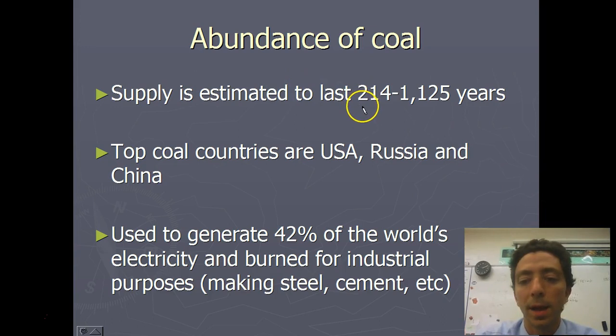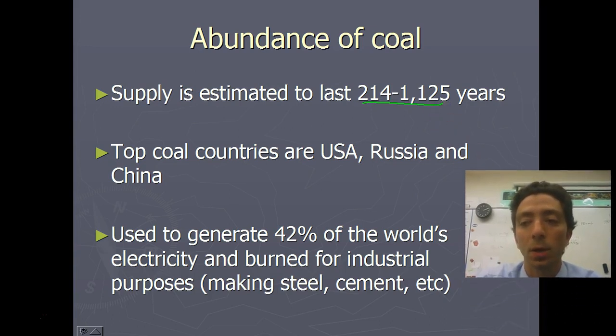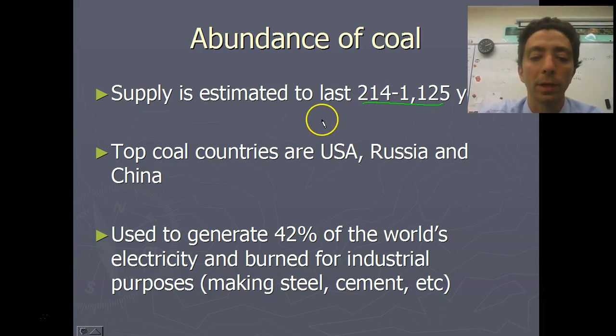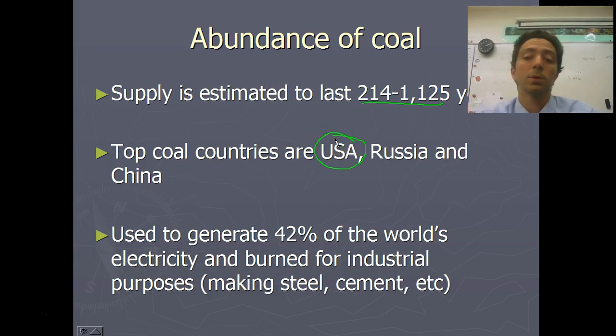Our coal supply is estimated to run anywhere from 214 to 1,000 years. So there's a lot of coal. Not all of that is anthracite coal, of course, so we do need to be careful where we're getting it from. Nice thing is we are really up there in terms of coal resources. We have a lot of it. We've used a lot of it, but there's still a lot of it remaining in the United States. It's also one of the most widely used. 42% of the world's electricity comes from coal, and that's used for everything from heating and operating your house to a lot of industrial purposes like making steel and cement and building materials.